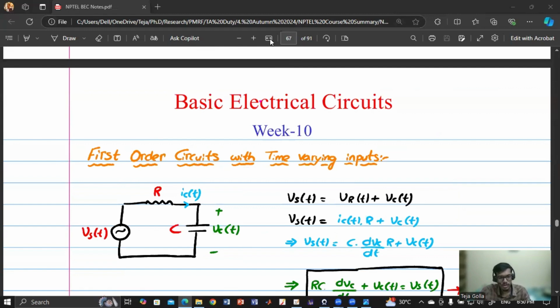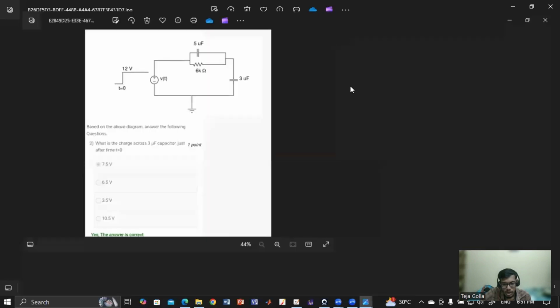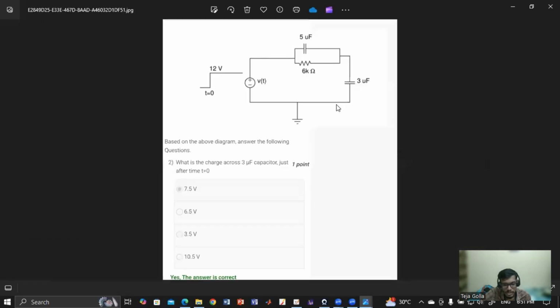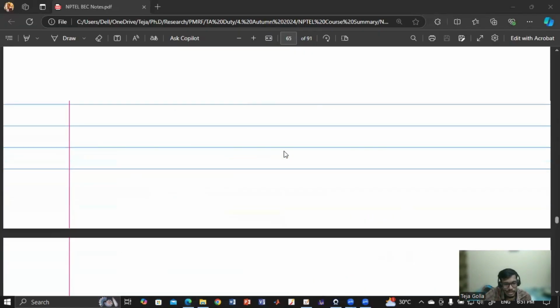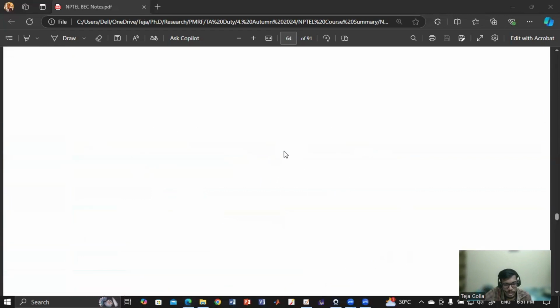A question on week 10: in capacitors, we always assume that initially it is a short circuit and in final steady state it is an open circuit. Yes, but in some cases it is not like that. I have given one problem where conditions like that will come. Sometimes what happens is at t equals 0, in this question, if you see, there are two capacitors connected in series. So that is the border case. Let me go back to one of the problems that I have discussed.